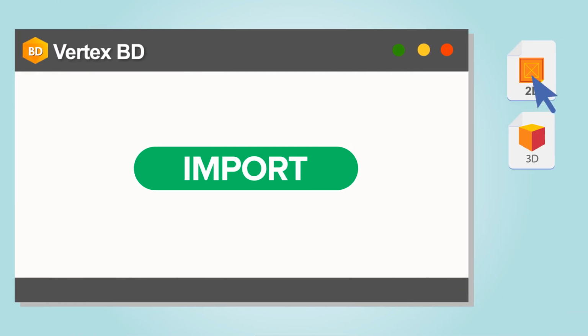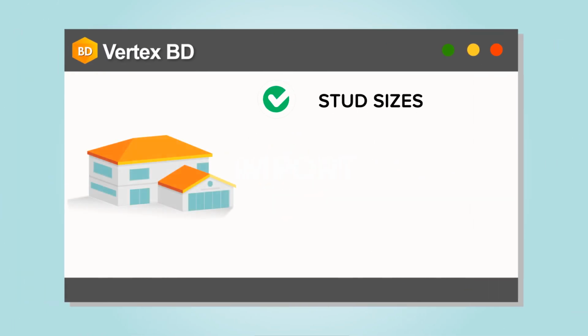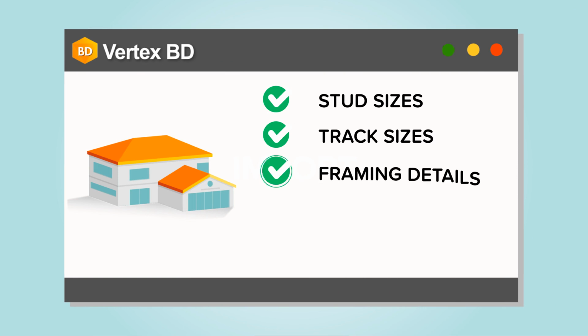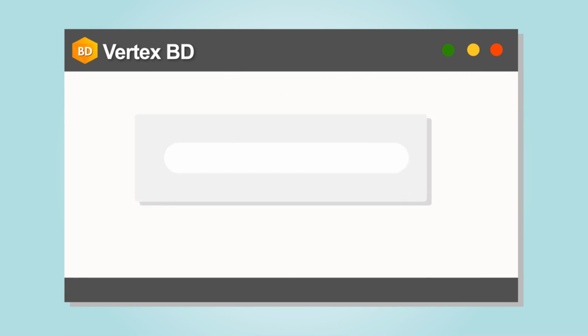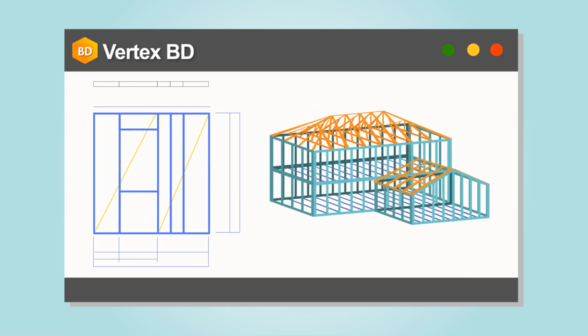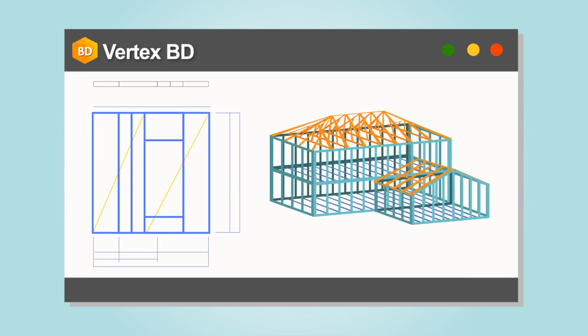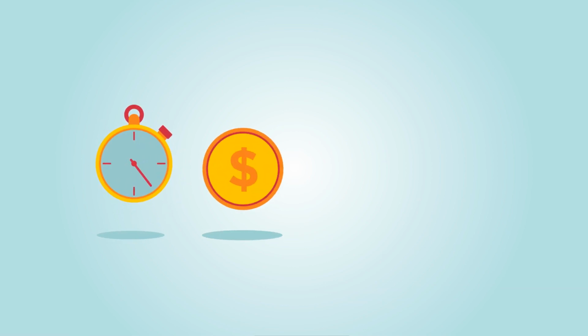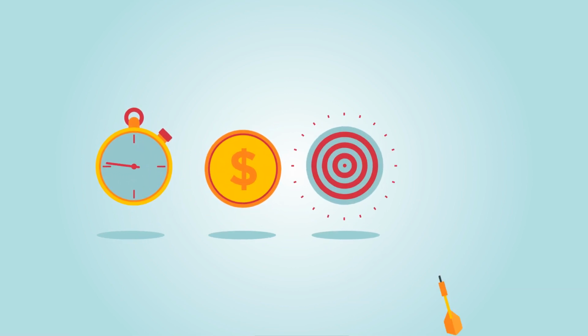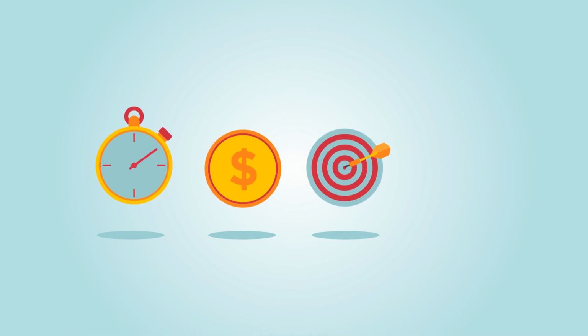All you have to do is to import your layout drawings or 3D models, set your preferences, and you're set. Vertex BD will then generate panel drawings and material reports for you in only a few seconds. This will not only save you countless hours of drafting time and minimize cost and errors at the construction site, but it will also make the manufacturing process a lot easier and precise.